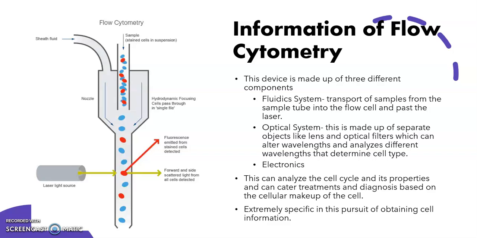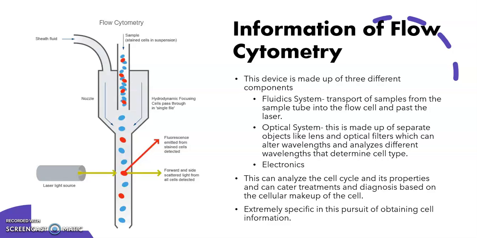This is made up of separate objects like lens and optical filters, which can alter wavelengths and analyze different wavelengths that determine cell type. There's also the electronics component. You can see that down there with the laser light source. This can analyze the cell cycle and its properties and can cater treatments and diagnosis based on the cellular makeup of the cell. It is extremely specific in this pursuit of obtaining cell information.